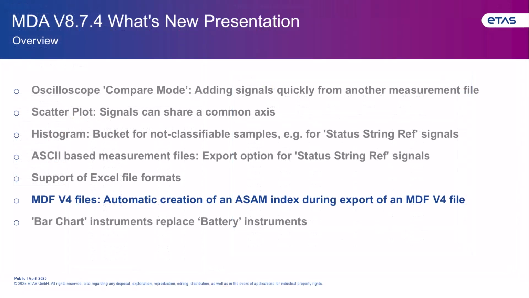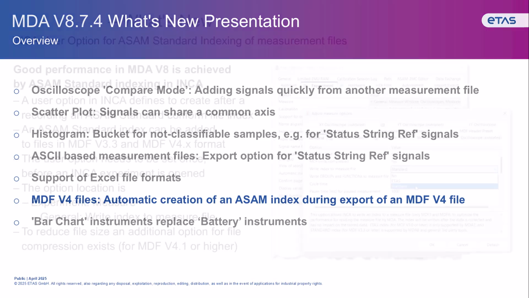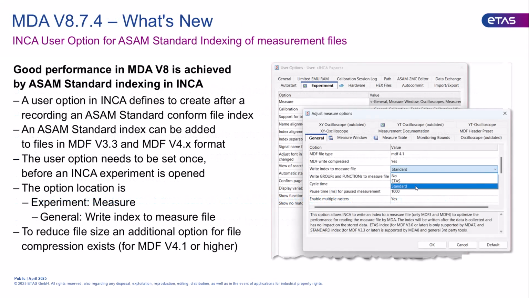Next, I will explain some aspects and advantages of an indexed measurement file. Often, measurement files are created by recording in Inca. Already at that point in time, an index can be added to the file. The index creation is activated by a user option. Please ensure that you select in Inca the option Standard for the index. Additionally, I recommend to use as file format MDF 4.1 or higher, since then the files will be compressed.